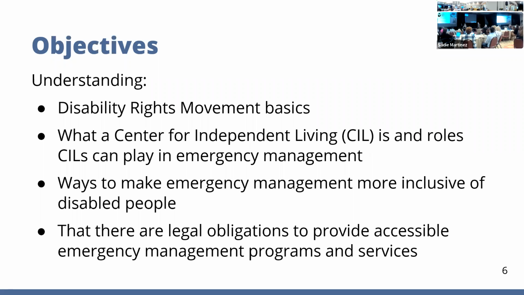The objectives for today are that we hope you get a better understanding of disability rights movement basics, if you don't know that already. We want you to understand what a Center for Independent Living, or CIL, is, and the roles CILs can play in emergency management, ways to make emergency management inclusive of disabled people, and that there are legal obligations to provide accessible emergency programs and services. Next, please.